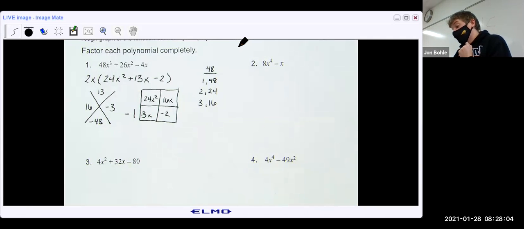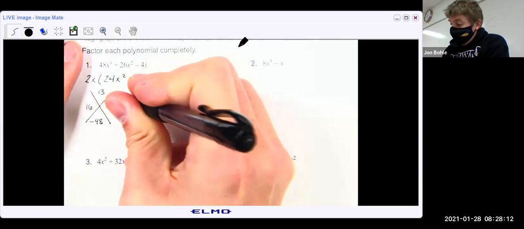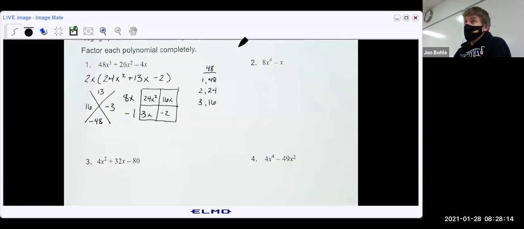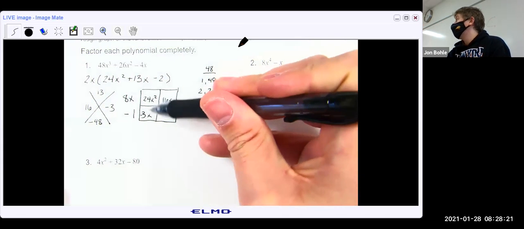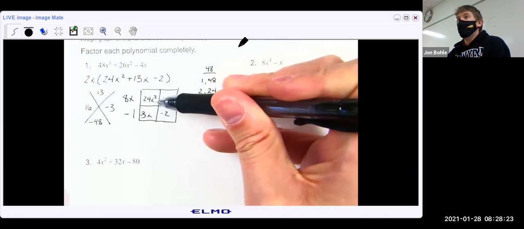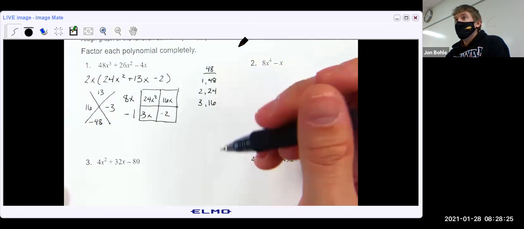Okay, 4 definitely divides into both of those. I think I'm seeing one that's a little bit larger. 8. 8 divides into each of these. Okay, now there's another really good way to figure this out because the greatest common factor here is a little bit easier, right? 3x and 24x squared, what's the greatest common factor there?